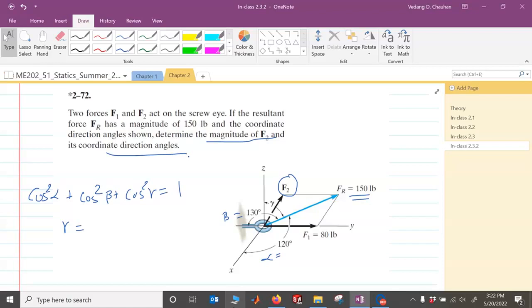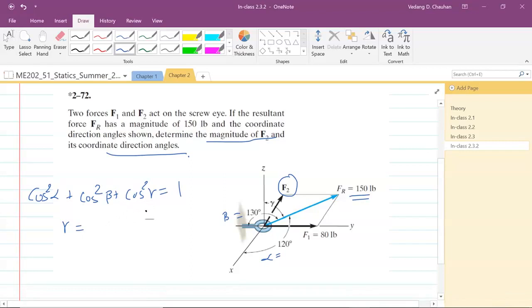Okay, so there are two possible values of gamma. Because it's cosine square gamma, one of them will be more than 90 degrees, but by looking at this graph, we can see that gamma is less than 90 degrees. So we will consider the value of gamma as 54.52 degrees. Okay, so that is step number 1.